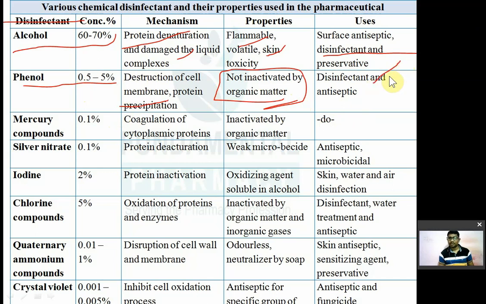Now the third one is heavy metals, mercury. Mercury is particularly used at 0.1%. It causes the coagulation of cytoplasmic protein. This mercury is inactivated by organic matter. This is an important property of it.